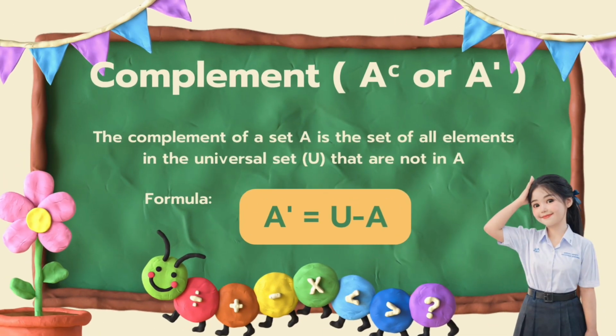The complement of a set. The complement of set A is written as A complement, A superscript C, or A prime. The complement of a set A is the set of all elements in the universal set that are not in A. In other words, it is everything inside the universal set except the elements of A. We use this formula. A prime equals U minus A. This means we remove the elements of A from the universal set.